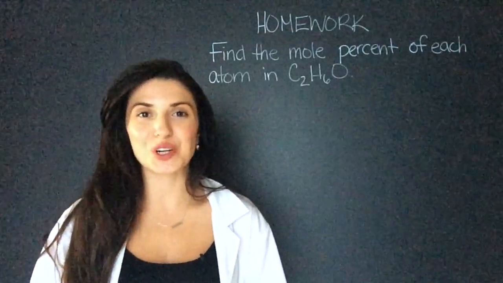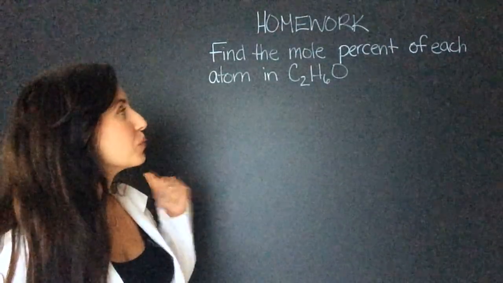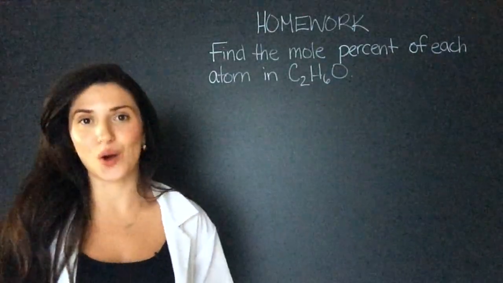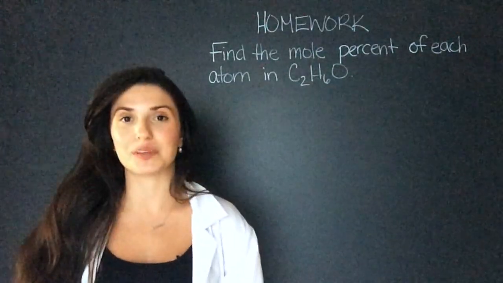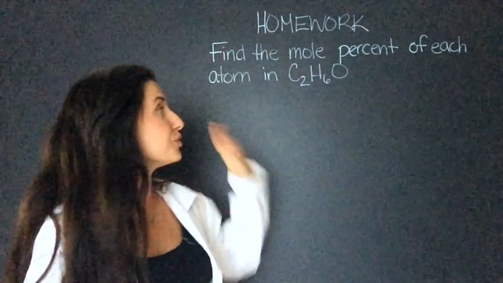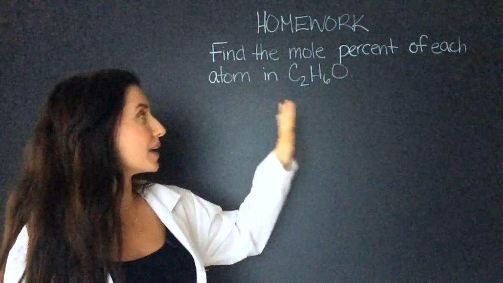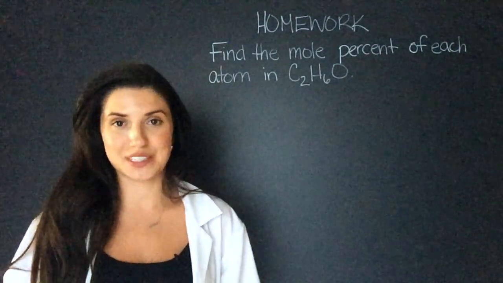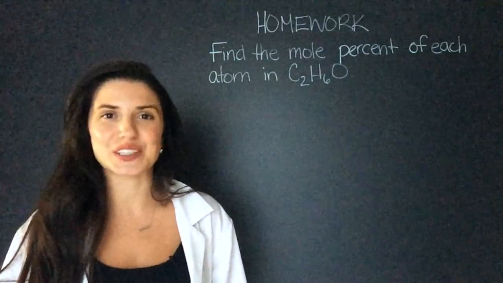For today's homework question, I'm going to ask you to find the mole percent of each atom in C2H6O. So use that molecular formula to figure out your mole ratios. A good little tip once you've finished finding the mole percent of carbon, hydrogen, and oxygen is to make sure they all add up to 100%. If they do, you know you did the question right.